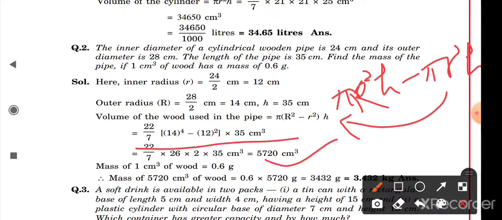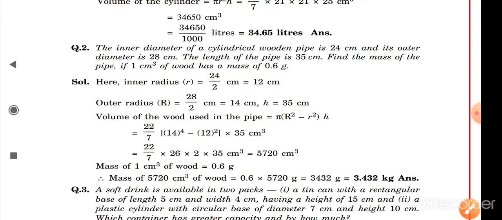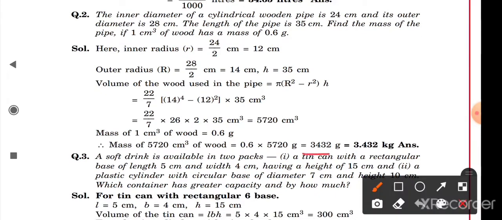You will find out the volume of the wood. But the volume of the wood should be required in gram, because it is given that for 1 centimeter cube the weight is 0.6 gram. So you will multiply it by 0.6 gram and it is coming to 3432 gram. But for converting into kilogram you will divide it by 1000.